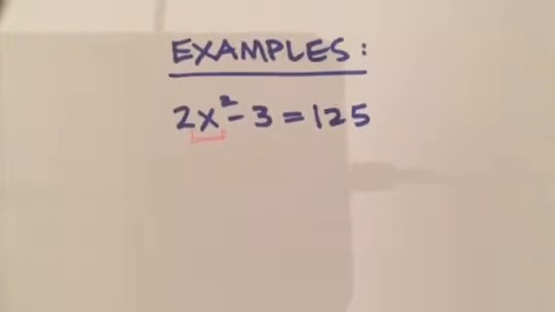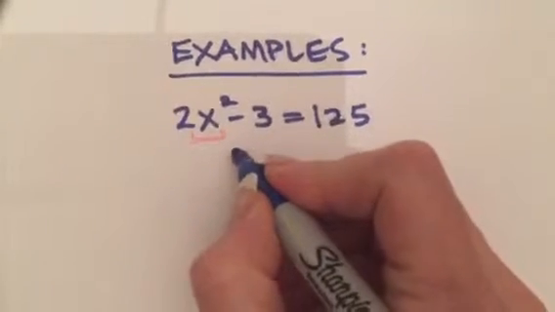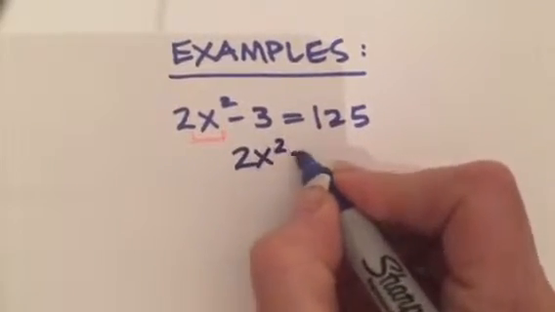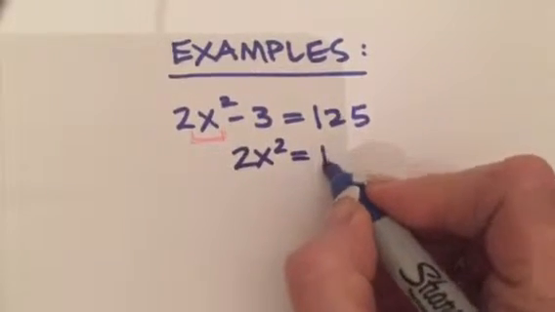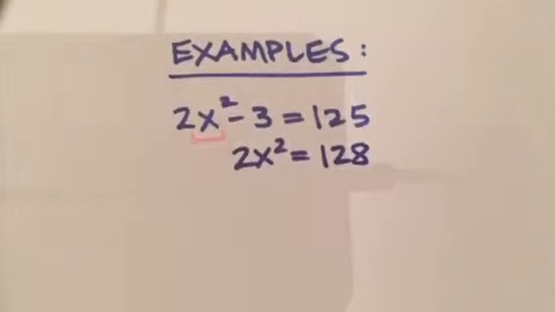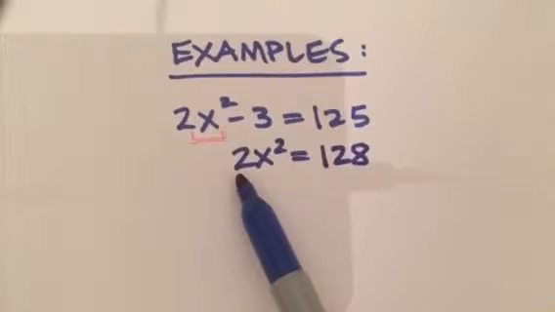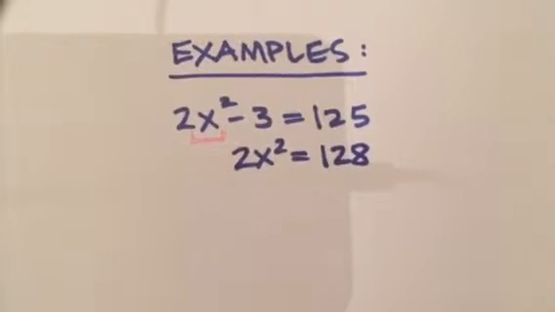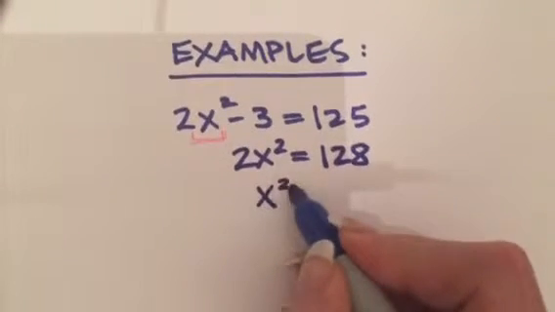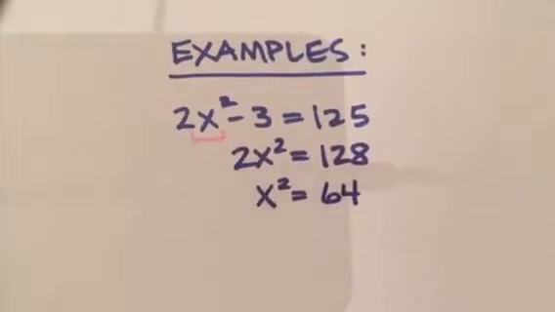So there's a couple things we need to get rid of. We need to definitely get rid of the 3 and definitely get rid of the 2. So let's go ahead and add 3 to both sides. By doing that, we would have 2x squared is equal to 128. And next we would get rid of the 2, and we would do that by division. We would undo the multiplication by using the inverse operation, and we would have x squared is equal to 64. Now we have isolated the expression being squared, so we are prepared to take square roots of both sides.